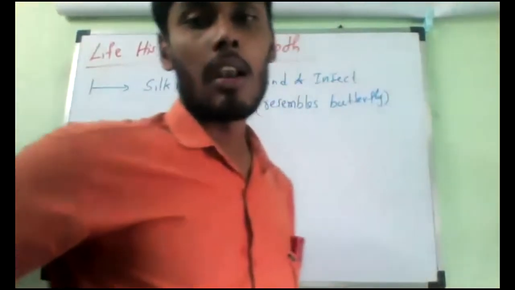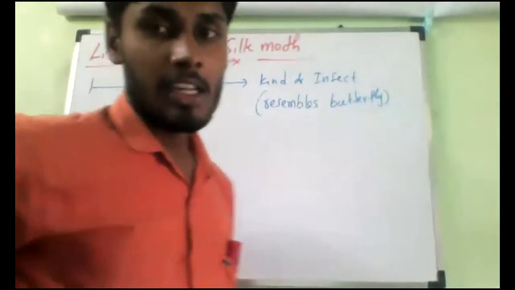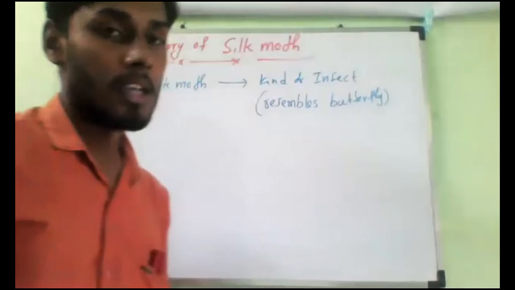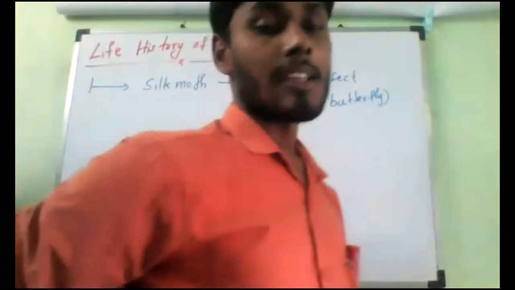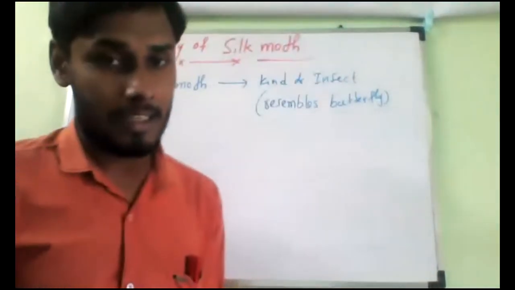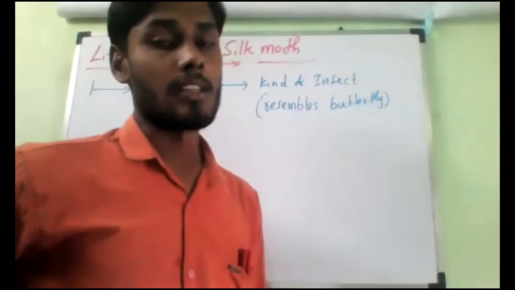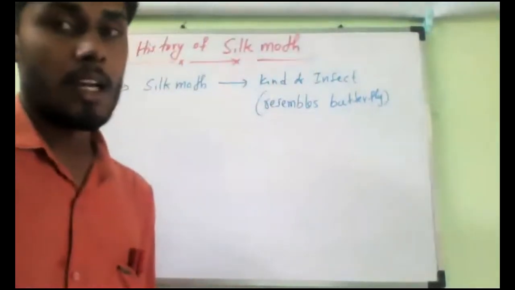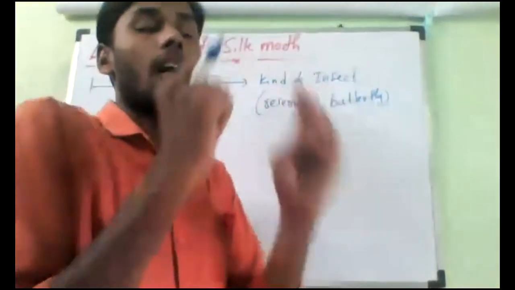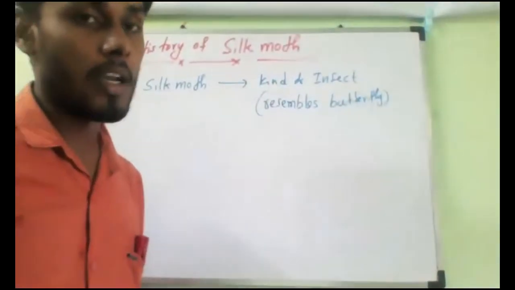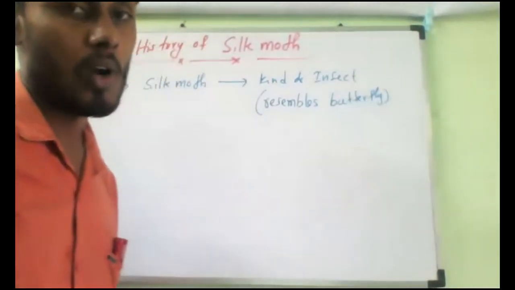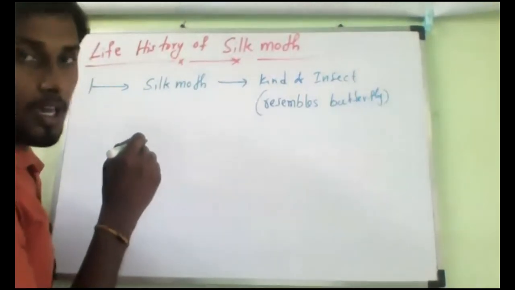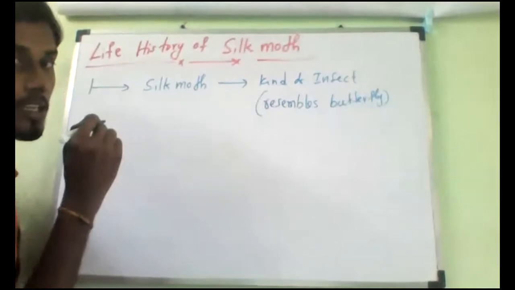If you observe, the life history of the silk moth is very interesting, because the silk moth is not formed directly from the eggs. The silk moth passes through a worm-like stage, called a larva, or we can call it a caterpillar.